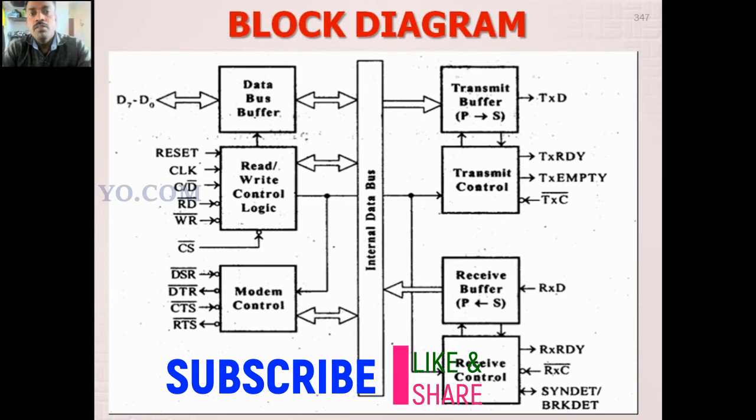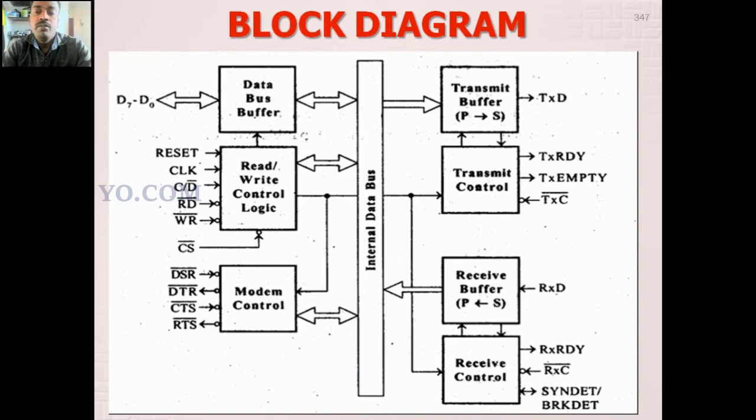This buffer is used to store the data to be transmitted or the data to be received. So it is a temporary buffer. It can store 8-bit data at a time. The buffer is connected with the internal data bus of 8251.